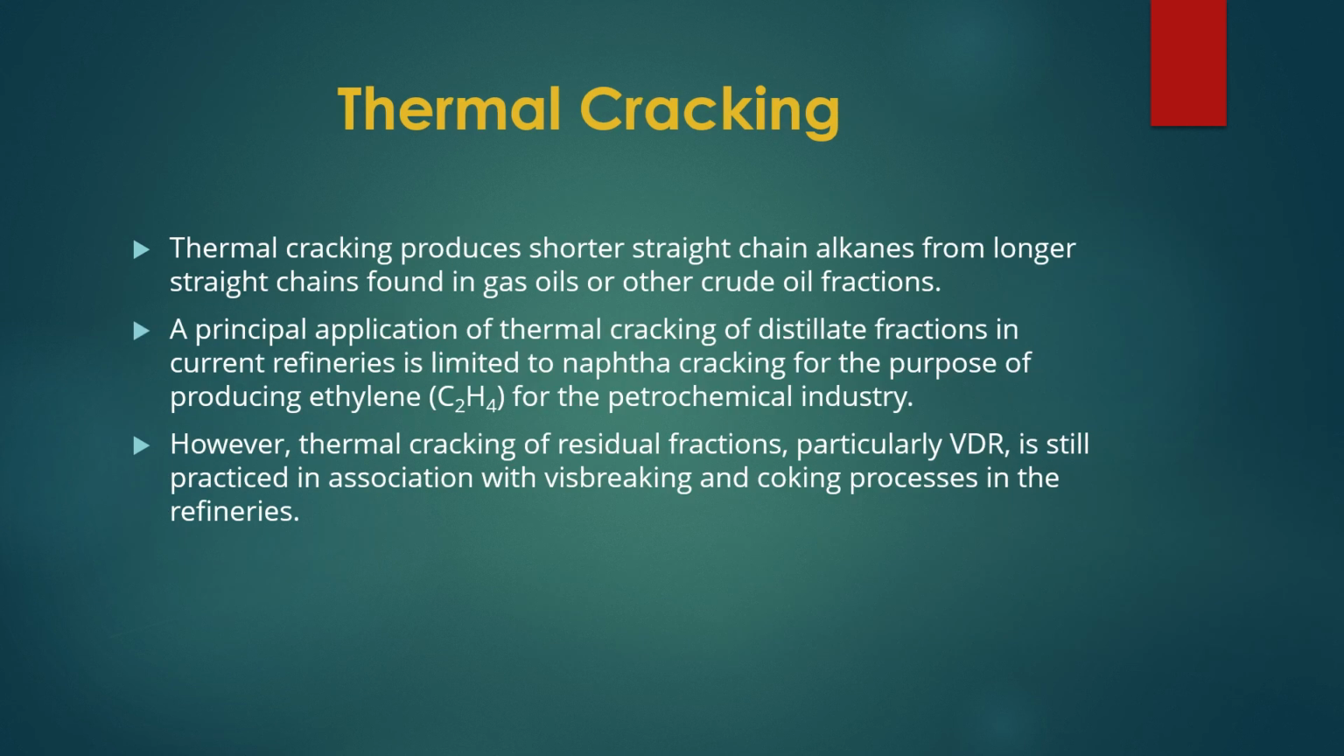So we directly move on to thermal cracking, which is the first subdivision of the thermal conversion process. Thermal cracking produces shorter straight-chain alkanes from longer straight chains found in gas oil or other crude oil fractions. A principal application of thermal cracking of distillate fractions in current refineries is limited to naphtha cracking for the purpose of producing ethylene for the petroleum industry. However, thermal cracking of residual fractions, particularly VDR, is still practiced in association with visbreaking and coking processes in the refineries.